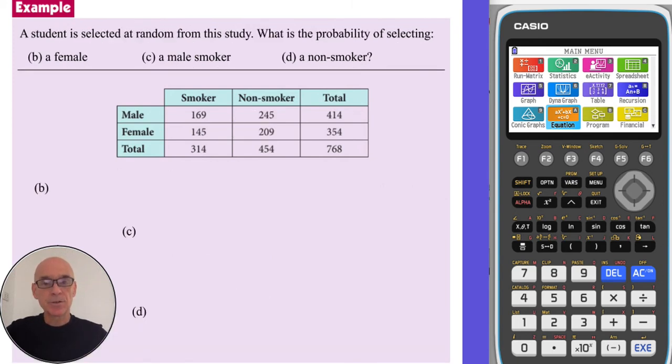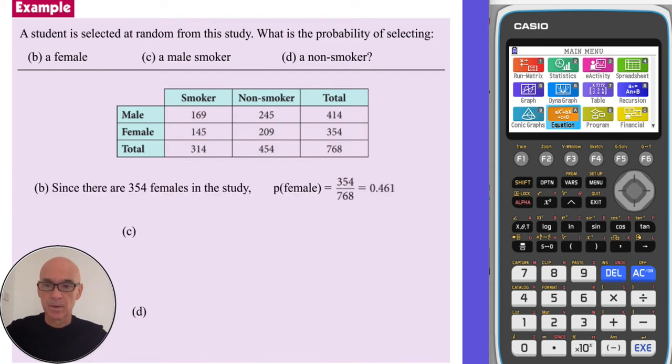So now we can use the two-way table to calculate some probabilities. So if a student is selected at random in the study, what is the probability of selecting a female? Well, there are 354 females, 768 students. So the required probability is 354 over 768, 0.641.